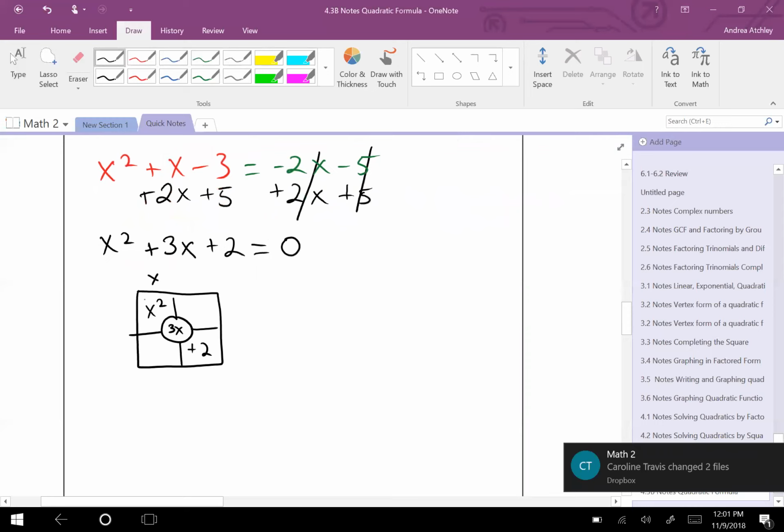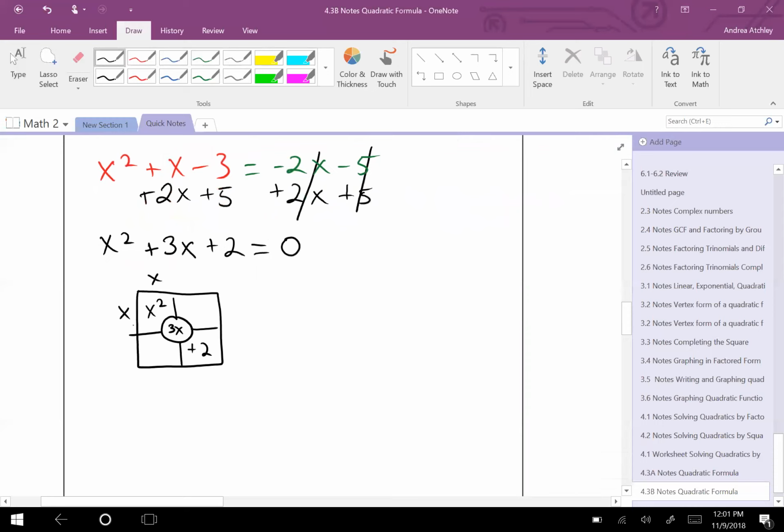So we're going to do x times x. What multiplies to 2? 2 and 1. That'll give me 2x here, and x times 1 is 1x. If I add them, do I get 3? Yes. Everything's positive. That makes the 1 positive and this 2 positive. So my factors are x plus 1 and x plus 2 equaling 0.